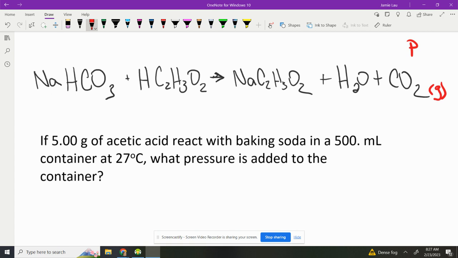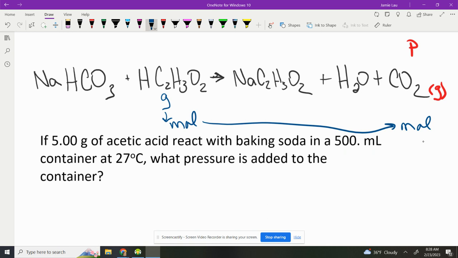So let's map this out. We're given grams of acetic acid. If we have grams of acetic acid, what can we use that to solve? We can use that to find moles. If we have moles of acetic acid, what can we use that to find? Good, so we can convert moles of acetic acid to moles of CO2. And for CO2, we have moles. Do we have volume? Do we have temperature? Can we use PV=nRT to find pressure? Yeah.